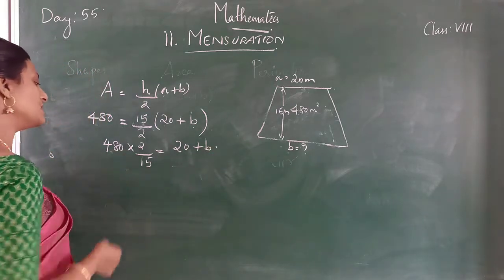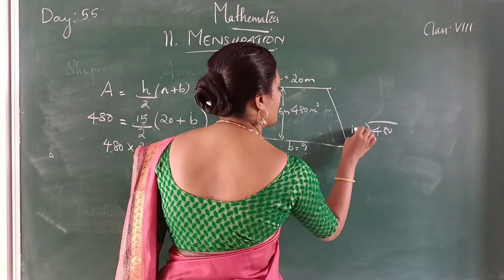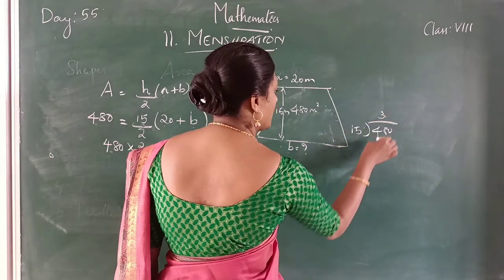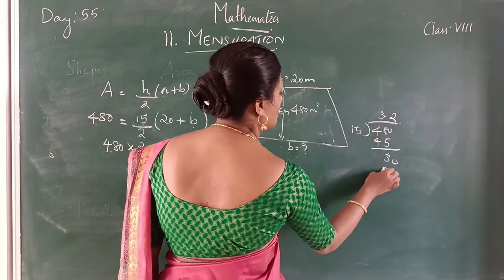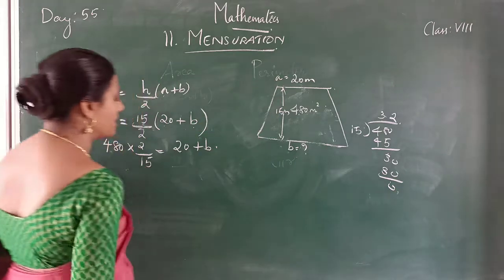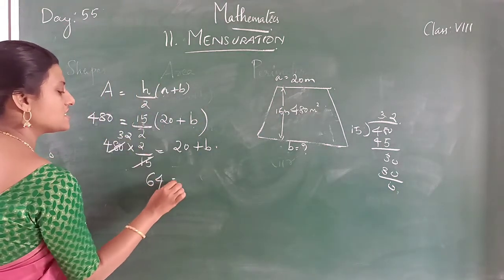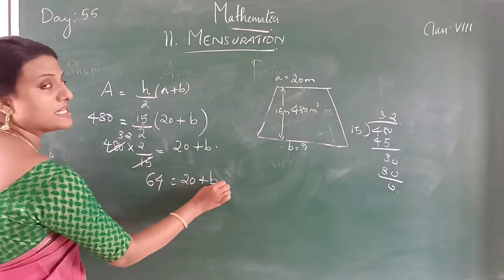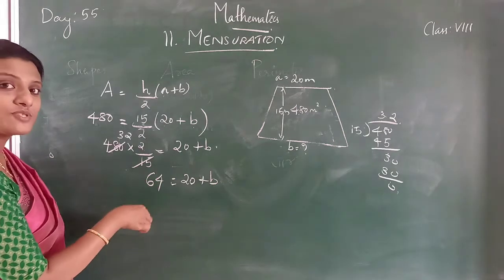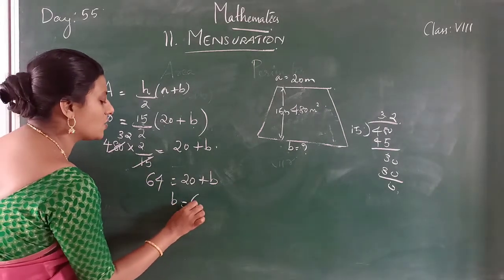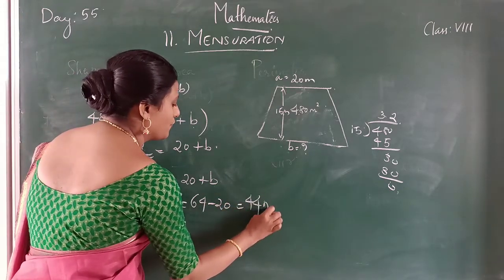Now we can cancel this 480 by 15. 480 divided by 15: if we divide, we will get 32. 32 into 2 is 64, equal to 20 plus B. So we have to find B only. We take this 20 to the other side, so it becomes minus 20. So B is equal to 64 minus 20. What is the answer? 44 meters.